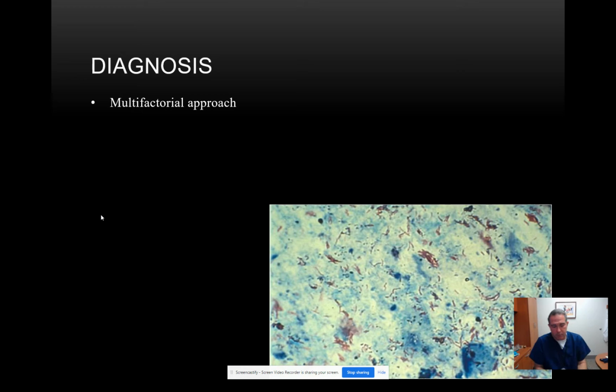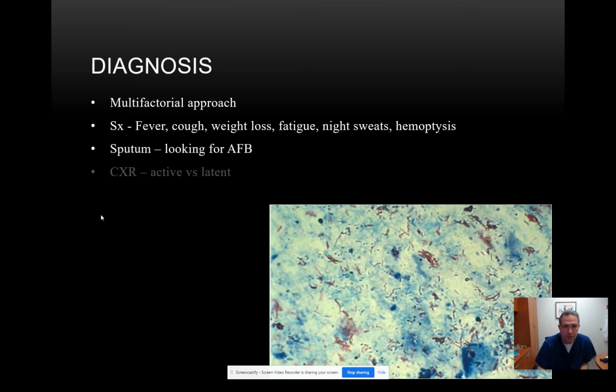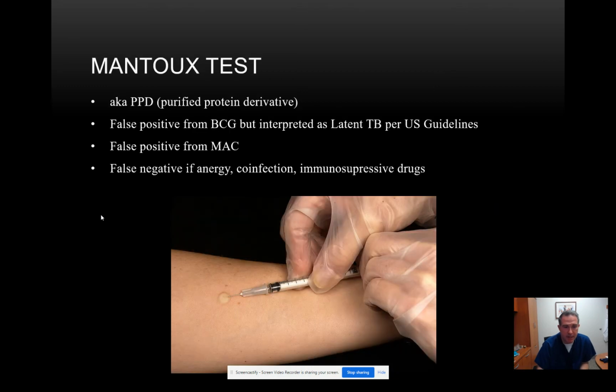Really a multifactorial approach to diagnosis. Symptoms-wise, patients are going to have fever, cough, weight loss, fatigue, night sweats, hemoptysis. They'll collect a sputum looking for AFB. Chest x-ray will help distinguish active versus latent. PPD is the skin test. Quantiferon gold is a lab-based test. Talk about exposure history and immune status.